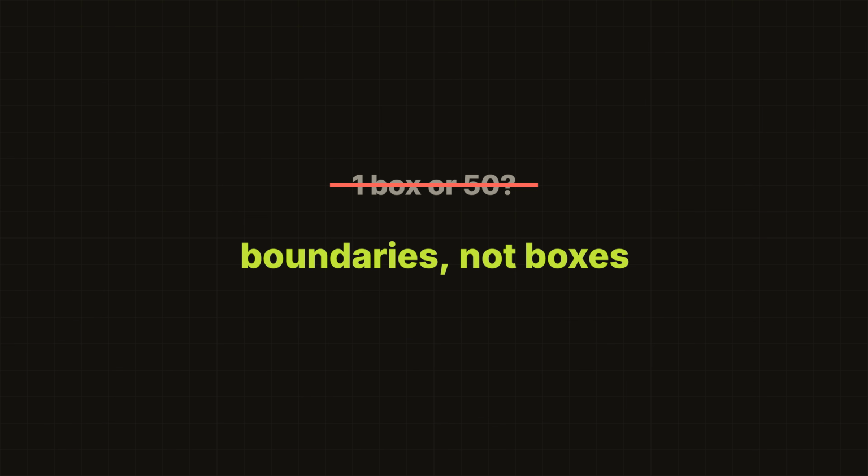So the real question was never one box or 50. It is where do the boundaries go? And do those boundaries have to be network boundaries? And most of the time they do not. That is the whole thing.